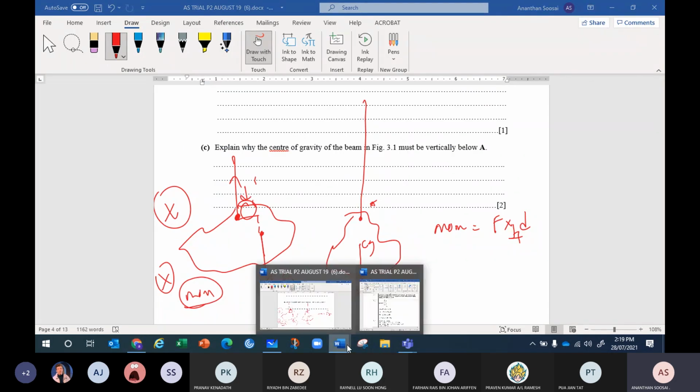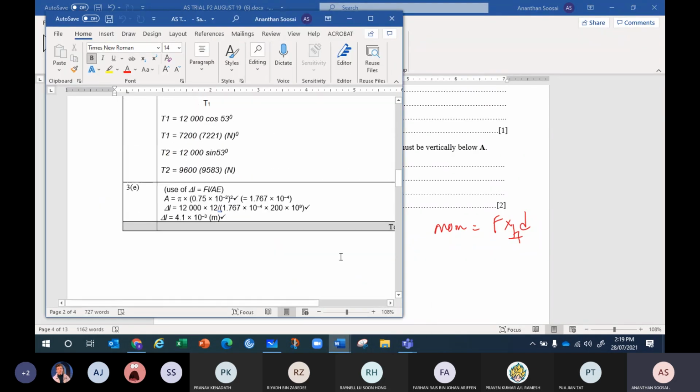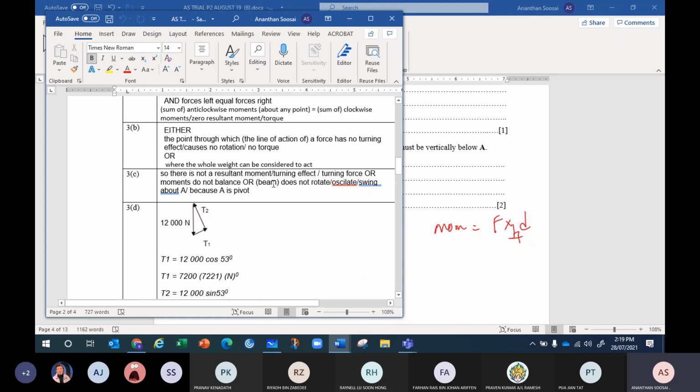So no perpendicular distance. That's the main thing. So there is no resultant moment. So it does not rotate, oscillate or swing, because A is the pivot. There is no resultant moment because there is no perpendicular distance.